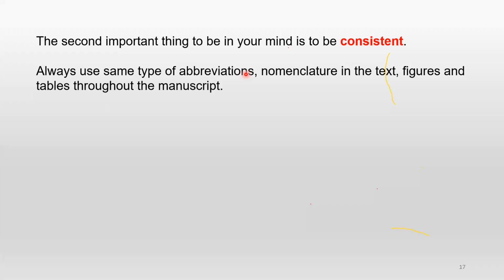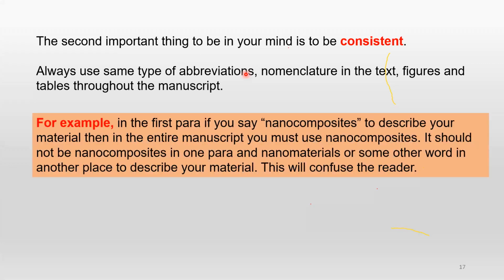The second thing is the entire manuscript should be in a consistent way. You have to use the same type of abbreviations and nomenclature, both in text and figures, throughout the manuscript. This comes mostly with the experimental part, as well as in some of the areas where, particularly in my own area of nanocomposite ceramics, we will always get confused. One example which we faced is writing the nanocomposites. Most of the students will make this mistake. They will start the first paragraph explaining, saying that this is the nanocomposite I have prepared, and these are the things.